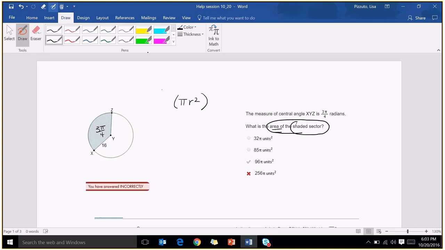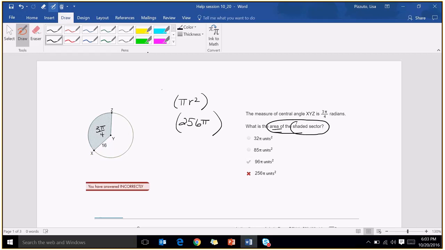Okay, so pi r squared, our radius here is 16. So I believe 16 squared is 256. That's where that 256 possibility came from. All right, so then once you had that, what did you do? Do you divide it by pi?